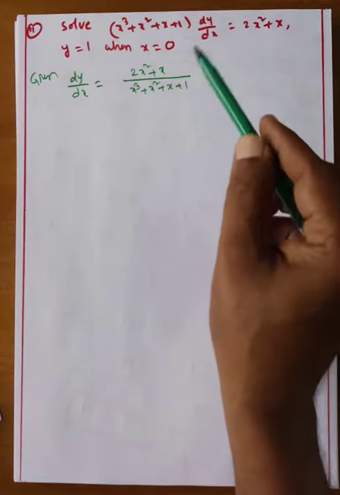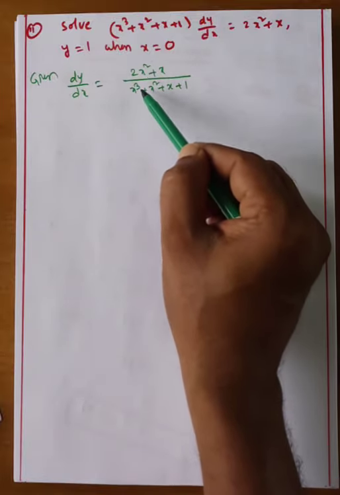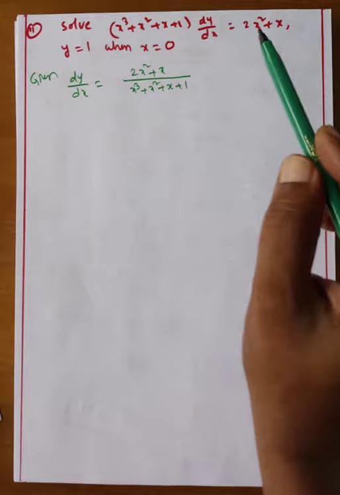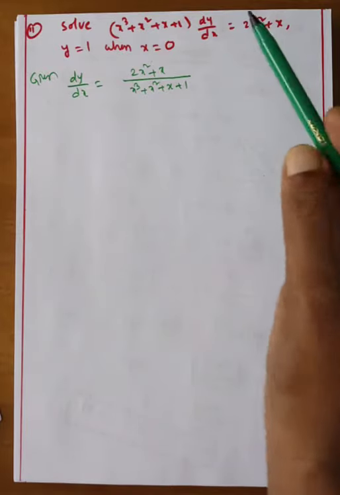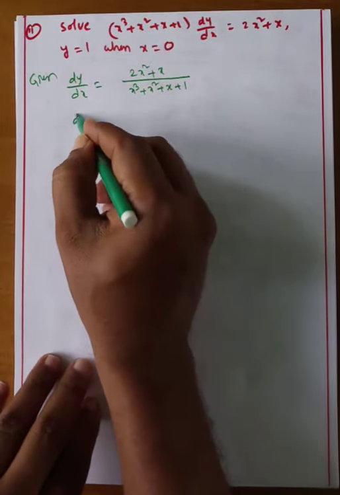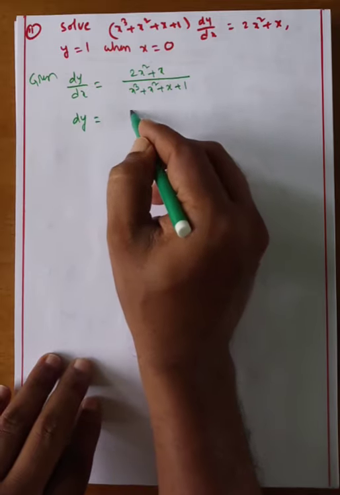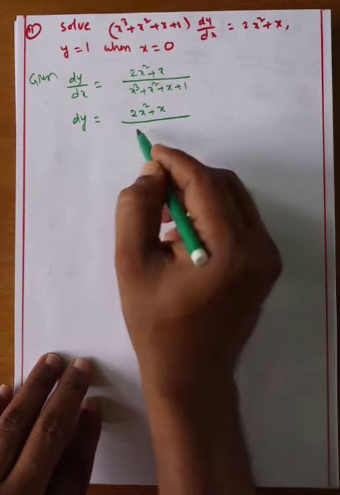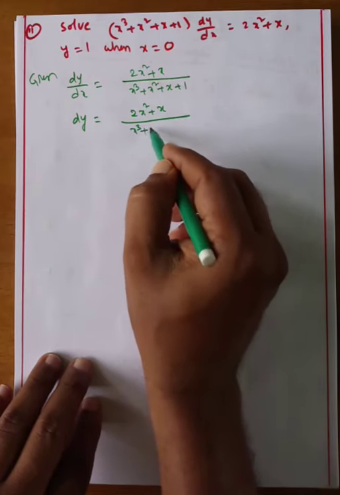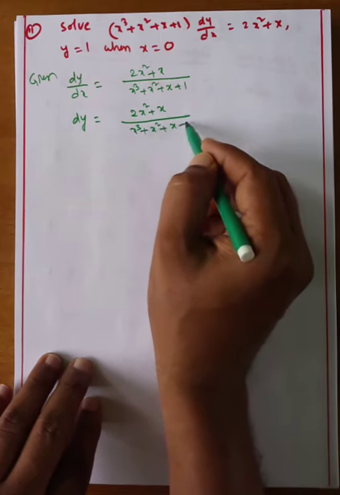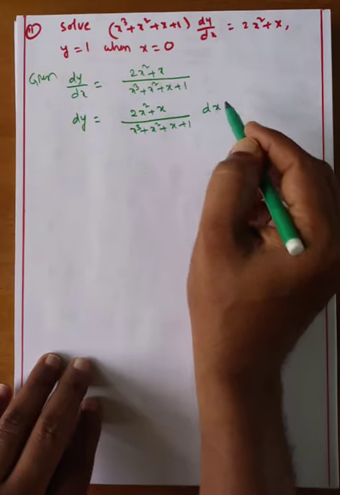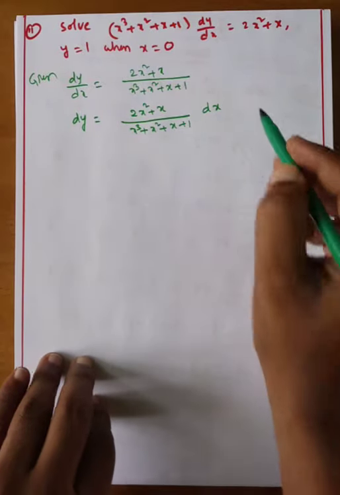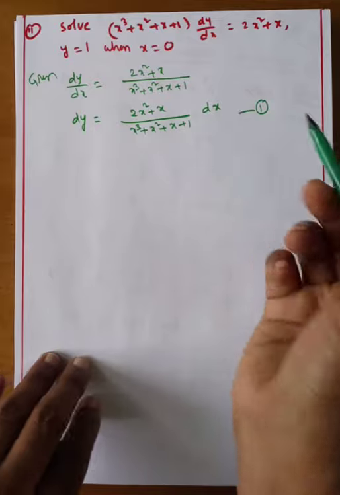Okay, now cross multiplication. Here degree is 2, degree is 3, this is a proper fraction. 100% we will do partial fractions. Otherwise the integration is very complicated. That's why I am telling you, this is dx. Now integration on both sides, we know this is equation number 1.